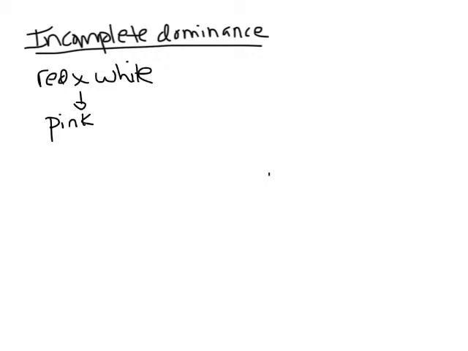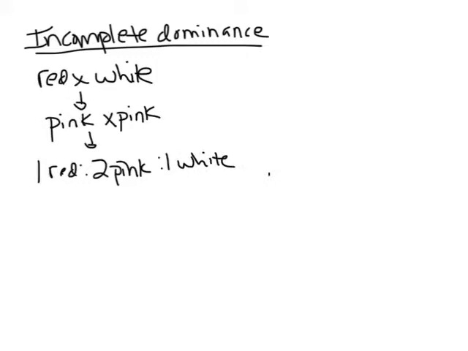snapdragons. Now if Mendel had used snapdragons and stopped there, he might have actually thought that the inheritance was blending, like that idea that people had, that the red and the white kind of went away. But when you take two pinks from that generation and cross them to each other, you actually get red and white back. In fact, you get one red flower for every two pinks for every one white flower.